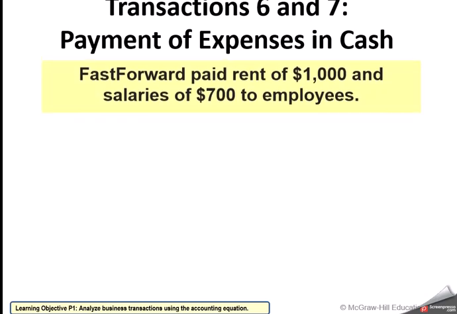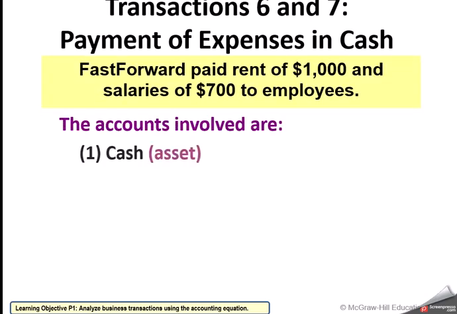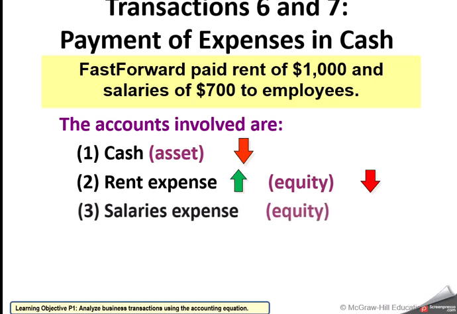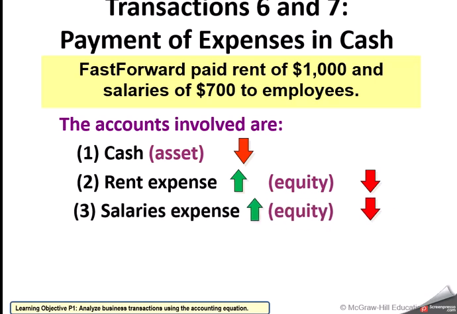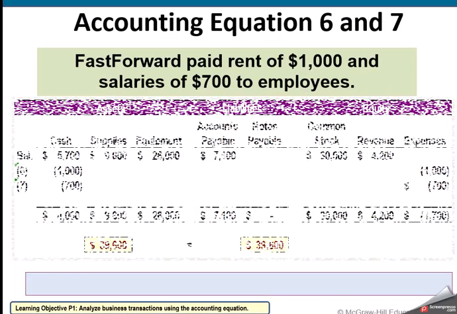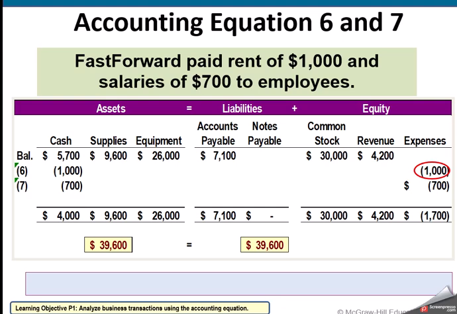Now we pay expenses in cash. So then our cash goes down, and then our rent expense goes up. But then when expense goes up, it makes equity go down because it's reducing our net income. And then we also paid salaries again. So that goes up and that reduces our equity. So as we come over to the accounting equation, again, cash is going down for what we paid. Expenses are going up, which reduces our equity. But again, we still stay in balance.